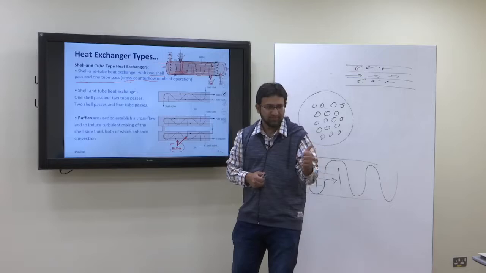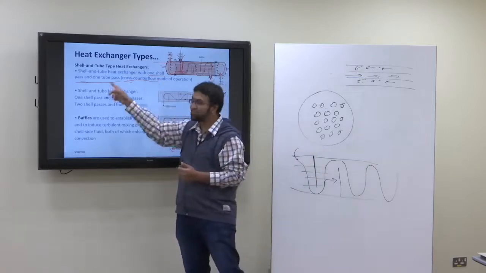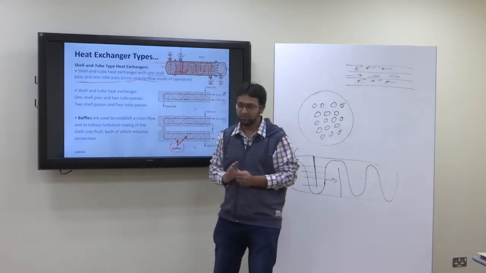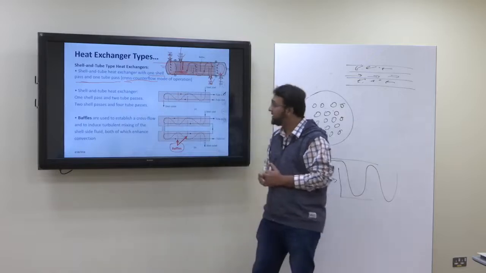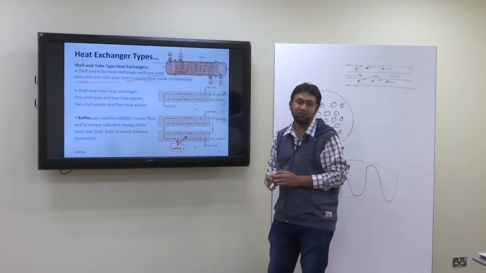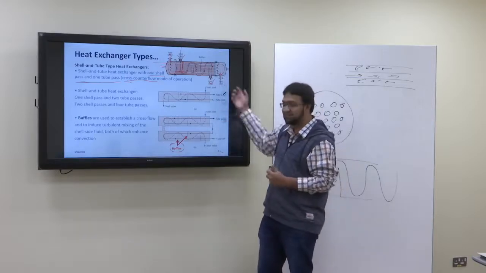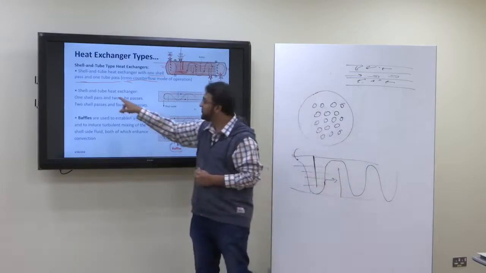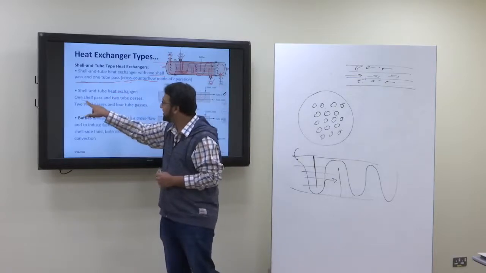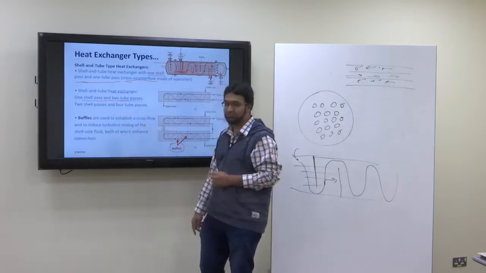Is it clear? So this is one shell pass, one tube pass. Shell and tube heat exchanger. Now there is a possibility that you can have more than one pass. So let's see this. This is a shell and tube heat exchanger, one shell pass, two tube passes.